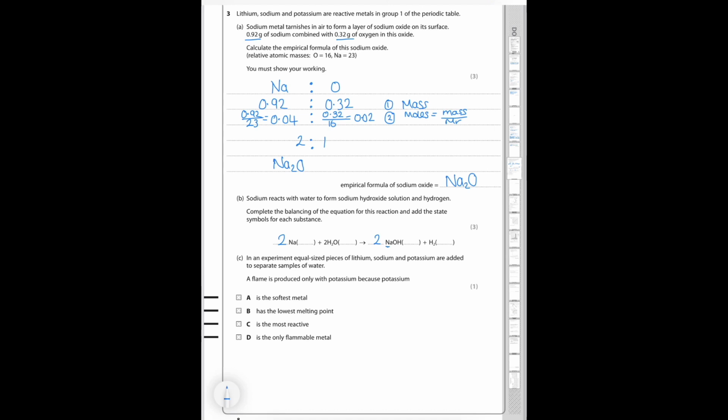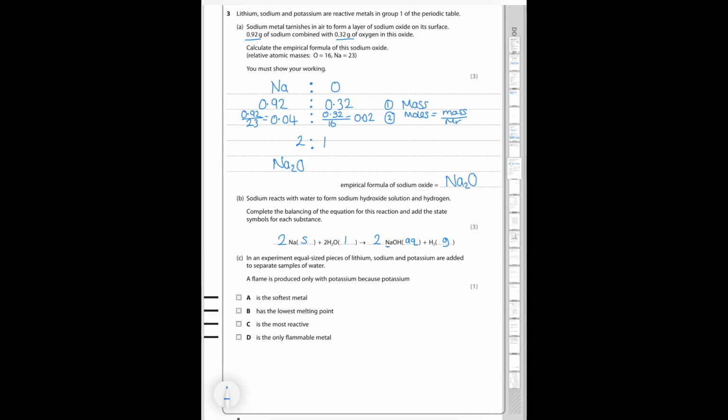Now, sodium is a metal, so sodium is a solid, so we put an S for solid. H2O is water, so that is a liquid, L for liquid. Sodium hydroxide would be dissolved in the solution, so that is going to be aqueous, AQ. And H2 is a gas, so that's a G for gas.